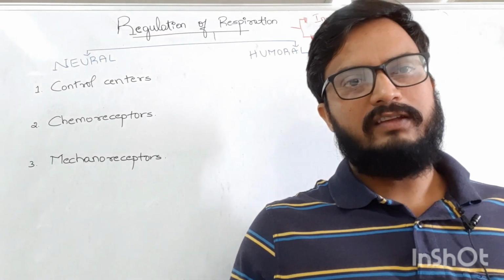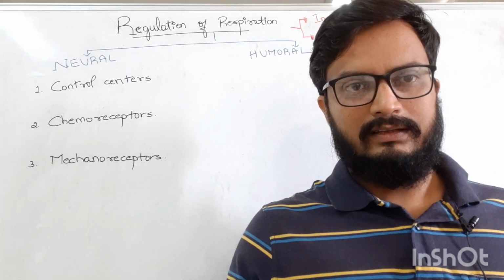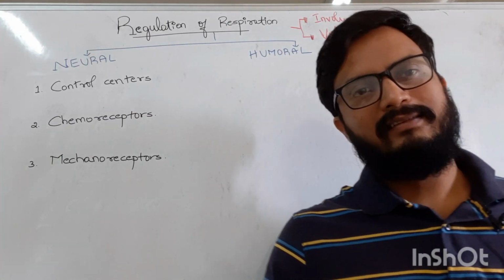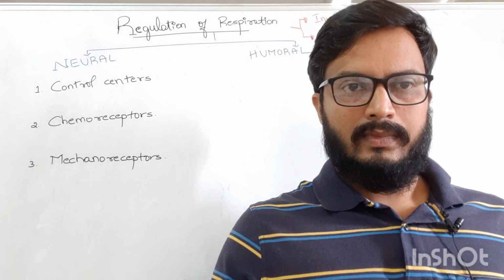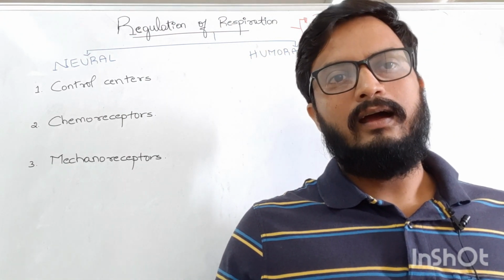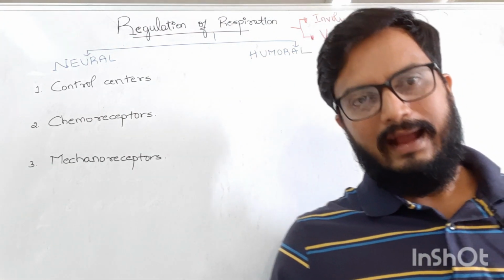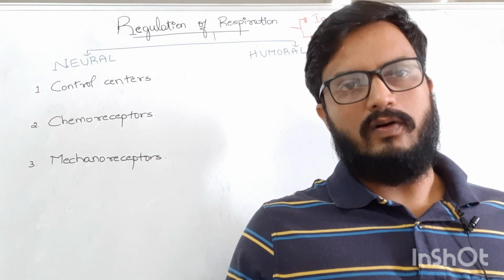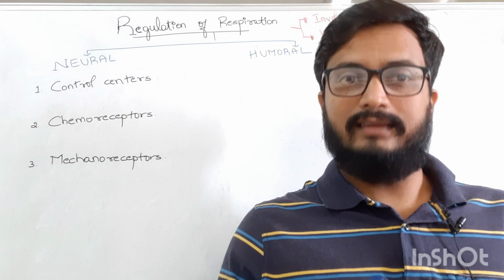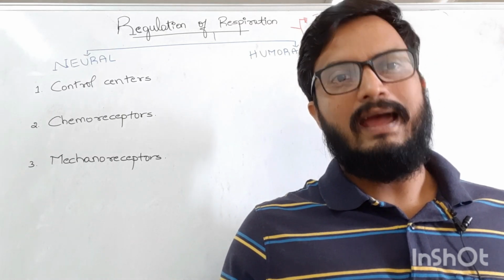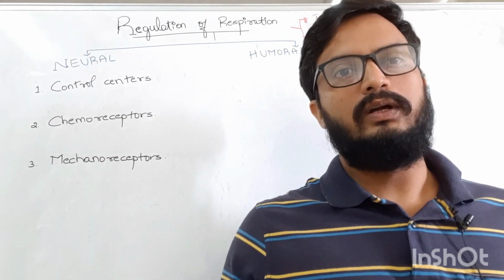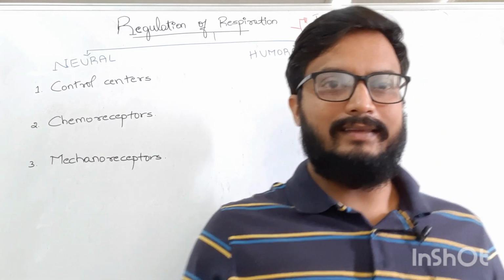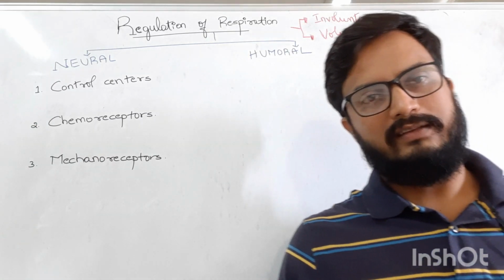The regulation of respiration is most important because it ensures that optimum gas exchange occurs and the cell gets a good amount of oxygen and eliminates carbon dioxide. Ultimately, the concentration of oxygen and carbon dioxide is maintained, thus the partial pressure of oxygen and carbon dioxide, and also the pH inside the body. Therefore, it ensures that the normal functioning of the cell goes on.